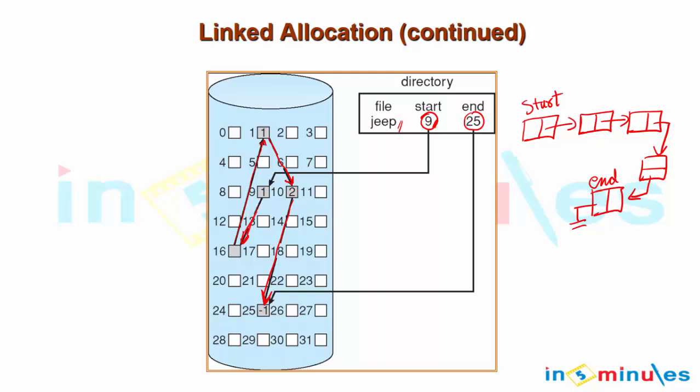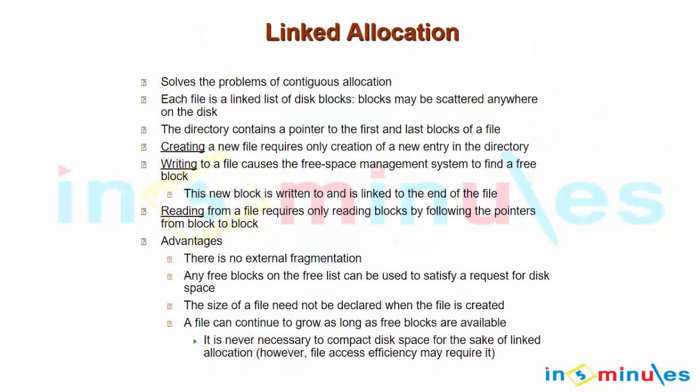So this is a much better version compared to the other one. External fragmentation can be greatly removed, so we say no external fragmentation. Any free blocks in a free list can be used for satisfying the request, which is a very good option. The size of the file need not be declared. As the file grows, the linked list structure can always grow further. The file can continue to grow without any issue. This construction is considered to be a better option compared to what we had earlier in continuous memory allocation.